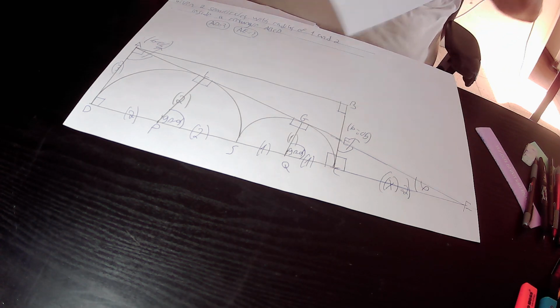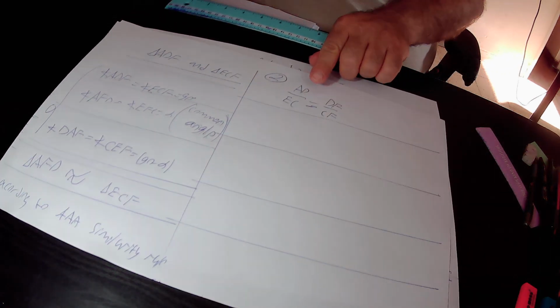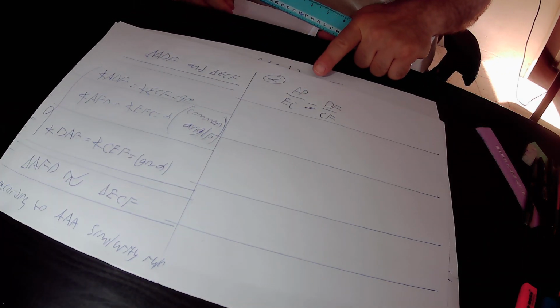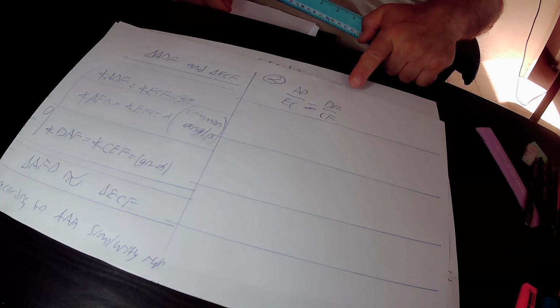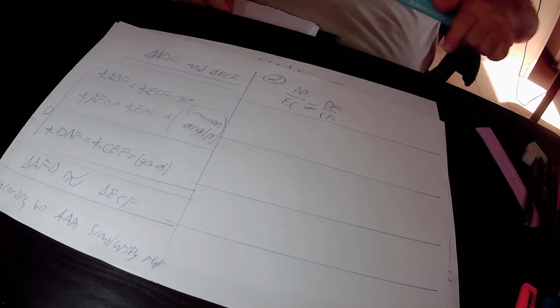So, to repeat again, we found out that side AD in the big triangle over side EC in the small triangle equals side DF in the big triangle over side CF in the small triangle.